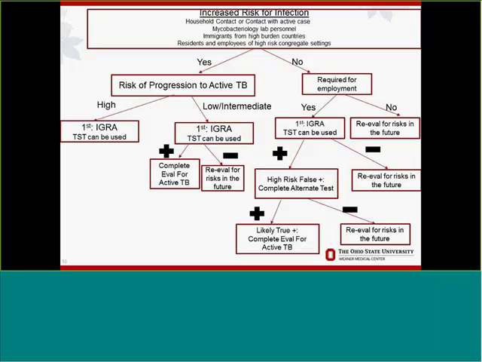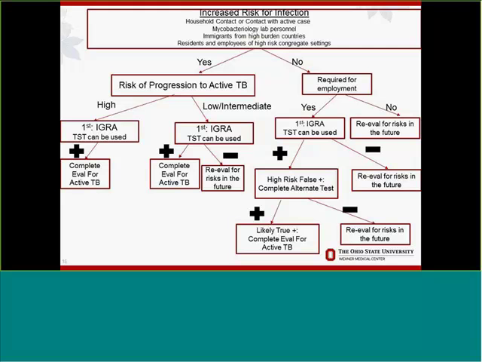The next, let's say they are high risk for progression, so HIV, silicosis, young age. Again, you would use the interferon test. The skin test can be used. If it's positive, you complete the evaluation for active TB, just as you normally would. You assume that's a true positive. The problem is, for this group, missing a diagnosis is really high risk.